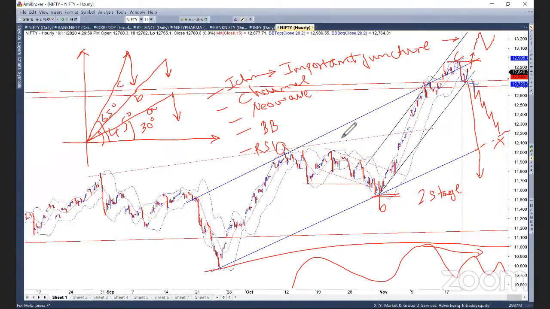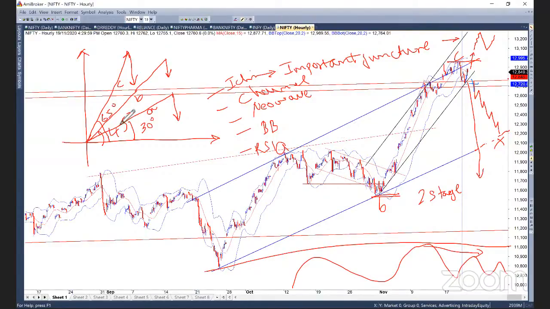I'm again repeating. Tell me, where do you think is the maximum momentum on the upside? Is it at 65 degree? Is it at 45 degree? Or is it at 30 degree? Where is the maximum momentum that prices are seeing on the upside? The maximum momentum, the speed with which prices travel. Okay. If you are an engineer, you understand the slope. How is the slope measured?